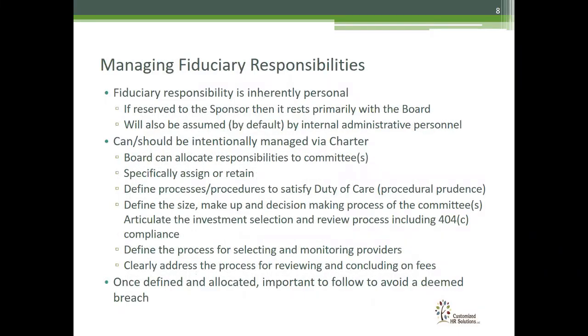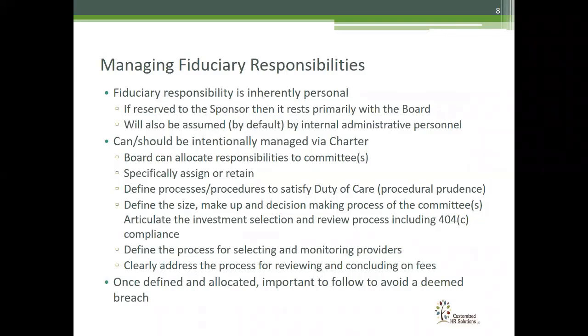So how do we manage these fiduciary responsibilities? Well, as I said, these responsibilities are inherently personal. So even though you might have the plan sponsor that's the named fiduciary, the reality is that the responsibilities of a fiduciary require an individual to act, and so even though the sponsor is the name, the individual is actually the person exercising that authority, and that makes them a fiduciary as well. When you're operating in a corporate structure or any company, generally speaking, the board is kind of where the buck stops, right?